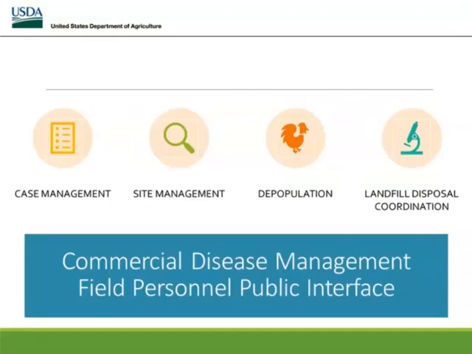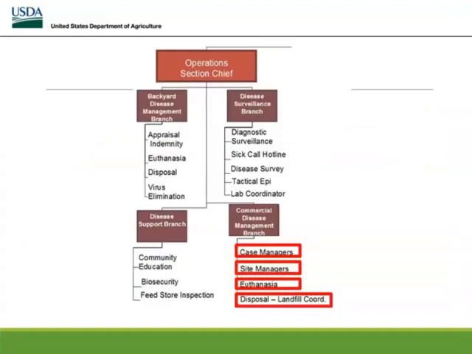So when a commercial premises became positive, we actually activated those commercial premises moved from the industry risk mitigation over to the operations section to manage. And so for commercial disease management, we did assign case managers from the ops section to manage those sites. They had site managers. We did mass depopulation and landfill disposal. And again, I am oversimplifying all of these because we have limited time to talk about these items.